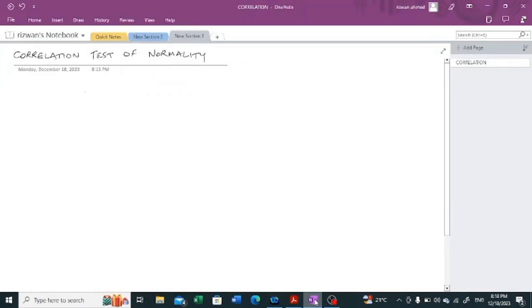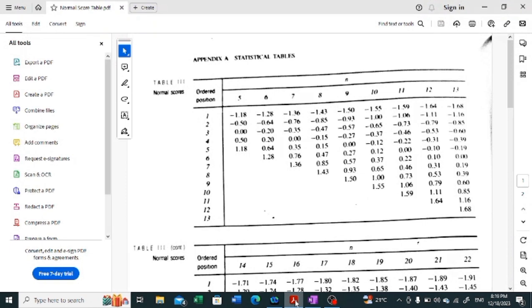Hello students, in today's session we are going to discuss the correlation test of normality that we apply to test if the given data are approximately normally distributed. We call it the correlation test of normality because we are going to observe a relationship between our data values and the normal scores that we are given in this table as per the number of observations.